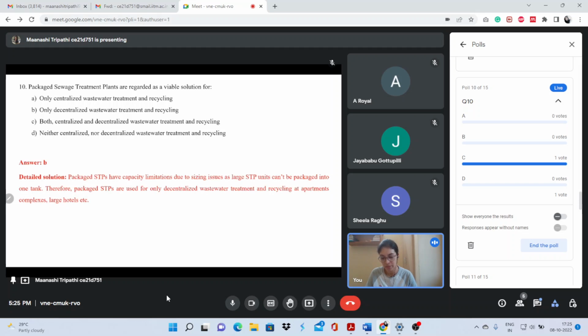We'll see the solution. So the answer is B. Packaged STP have capacity limitations. Okay, capacity limitation is the problem. That is why we cannot use it in centralized, because centralized wastewater treatment plants will be very big, very huge in capacity. Therefore, packaged STP are used only for decentralized wastewater recycling in apartment complexes, large hotels, etc. Okay, so answer will be B.